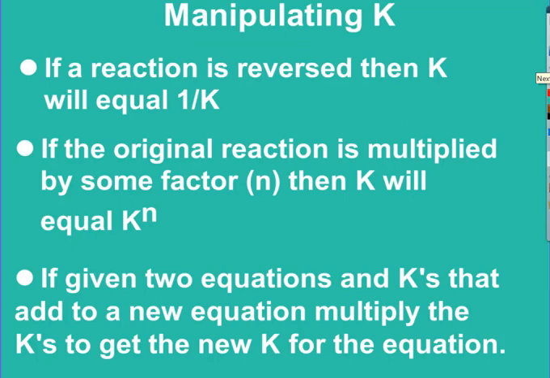So we can also manipulate K. If a reaction is reversed, then K will equal 1 over K because we're flipping the reactants and products. If an original reaction is multiplied by some factor, we'll say that factor is n, then K will equal K to that nth power. If given two equations and K's that add up to a new equation, we're going to multiply the K's to get the new K for that new equation. So let's see that in action.